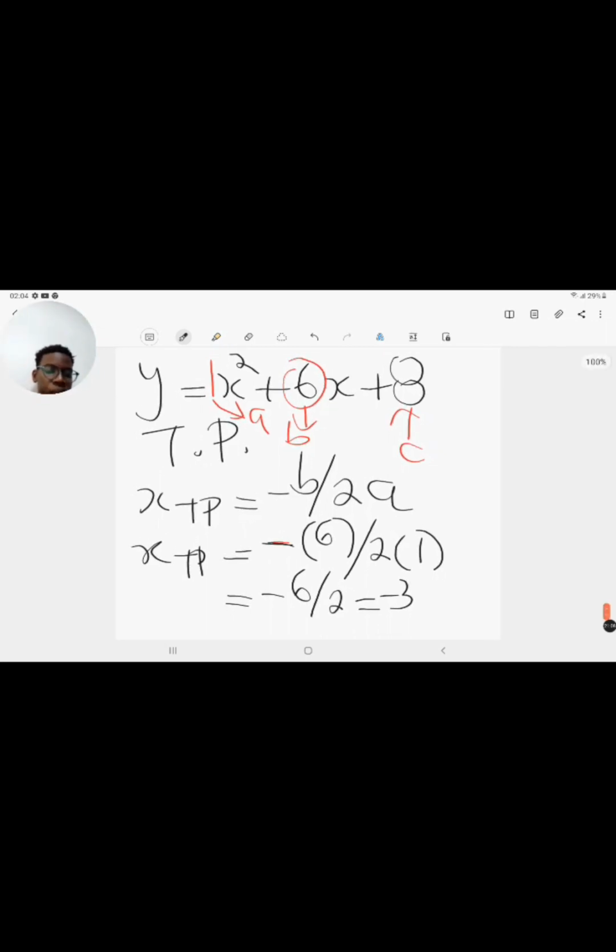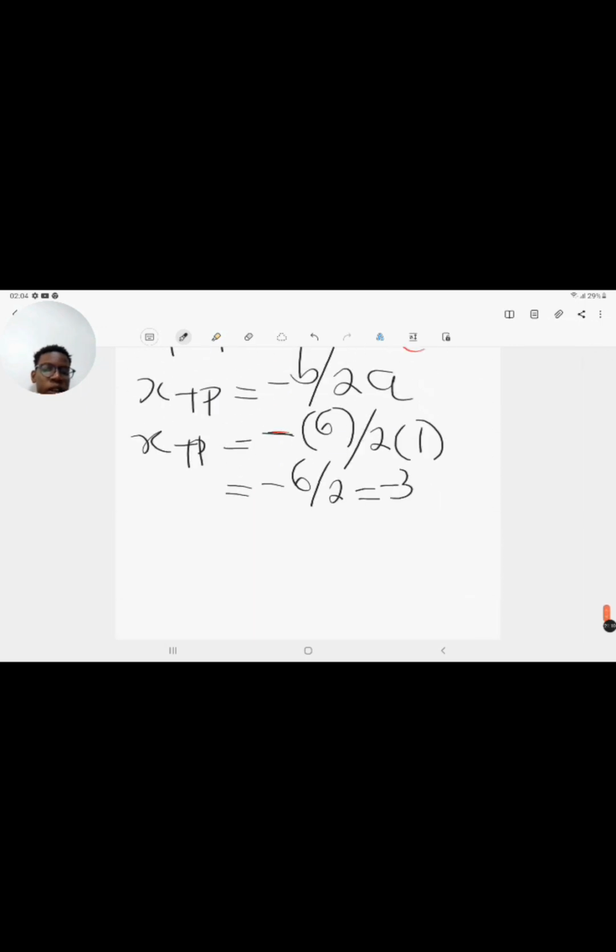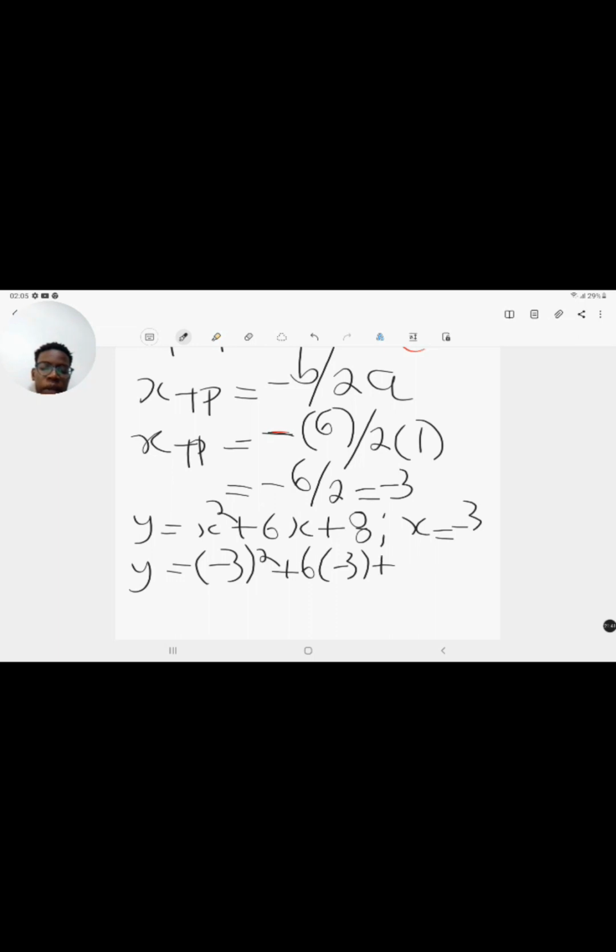Now, what is the y value of your turning point? Well, the y value of your turning point, you just take your original equation, which is x squared plus 6x plus 8, and you substitute x. Because now you have x, you want the corresponding value of y, right? So what is y when x is equal to minus 3? Wherever you see x, you substitute minus 3: minus 3 squared, plus 6 times minus 3, plus 8. Okay, and then you solve.